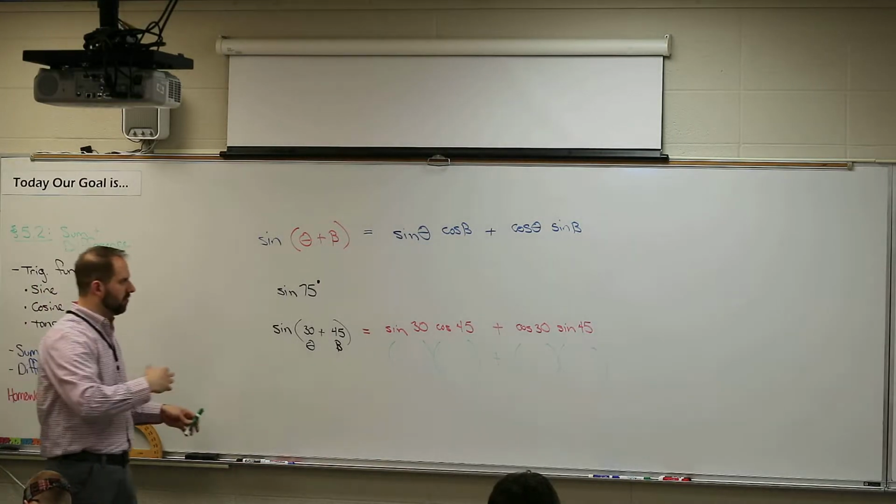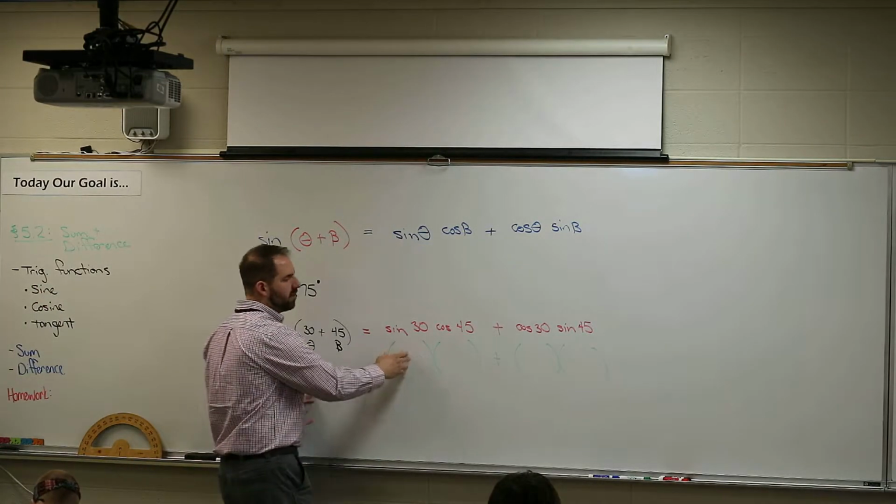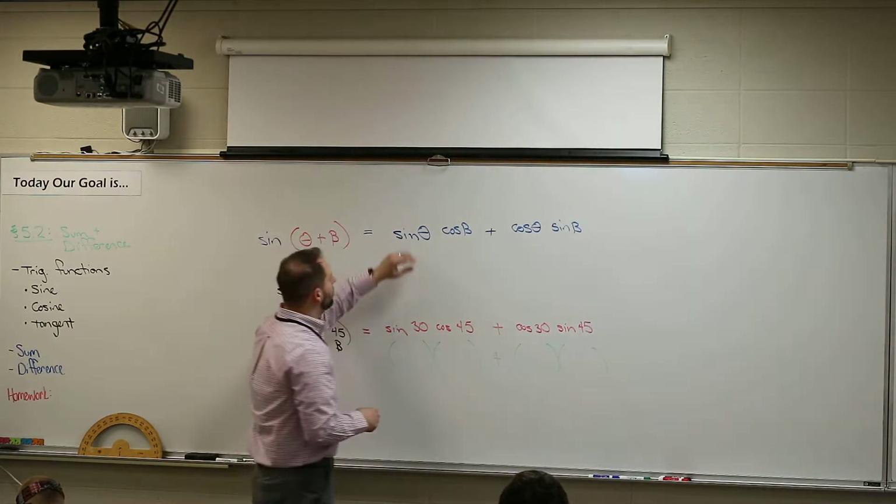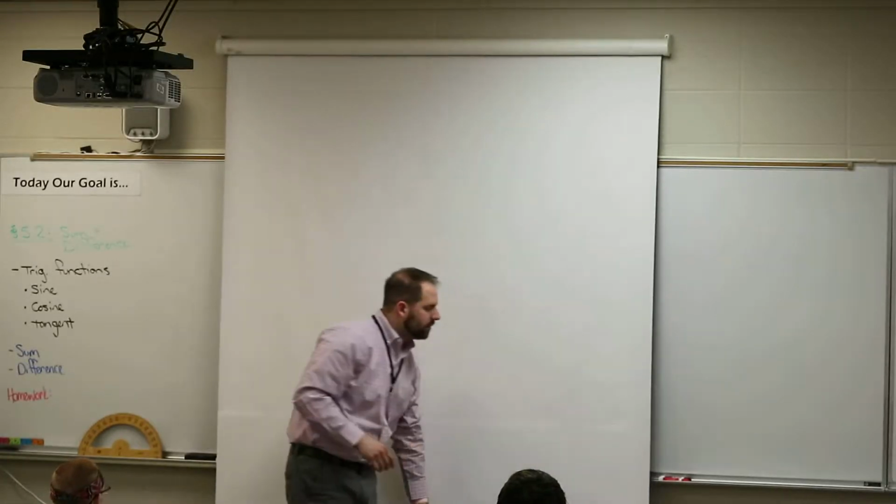Where are my numbers coming from? Like, how do I know what the sine of 30 is, other than just using the special triangles? How do I know where these are on the unit circle? So I'm going to pop that up right now so you can see that.